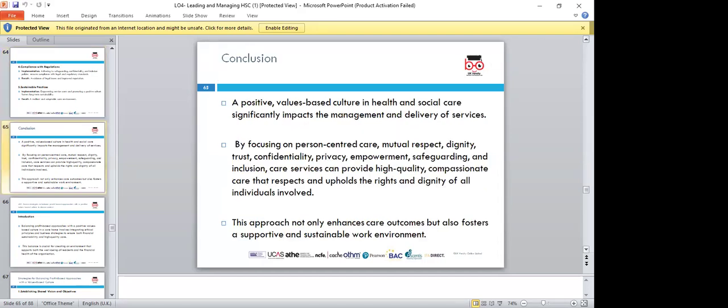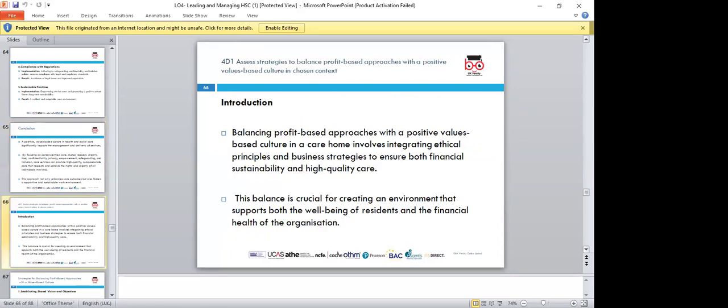In conclusion, we spoke about positive care. We spoke about the approach that not only enhances care outcomes, but also fosters a supportive and sustainable work environment. We spoke about focusing on person-centered care, mutual respect, dignity, confidentiality. They all help in patients' independence, okay? Then we look into balancing profit-based approaches with positive values. A values-based culture in care homes involves integrating ethical principles and business strategies to ensure both financial sustainability and high quality care. This balance is crucial for creating an environment that supports both the well-being of residents and the financial health of the organizations.